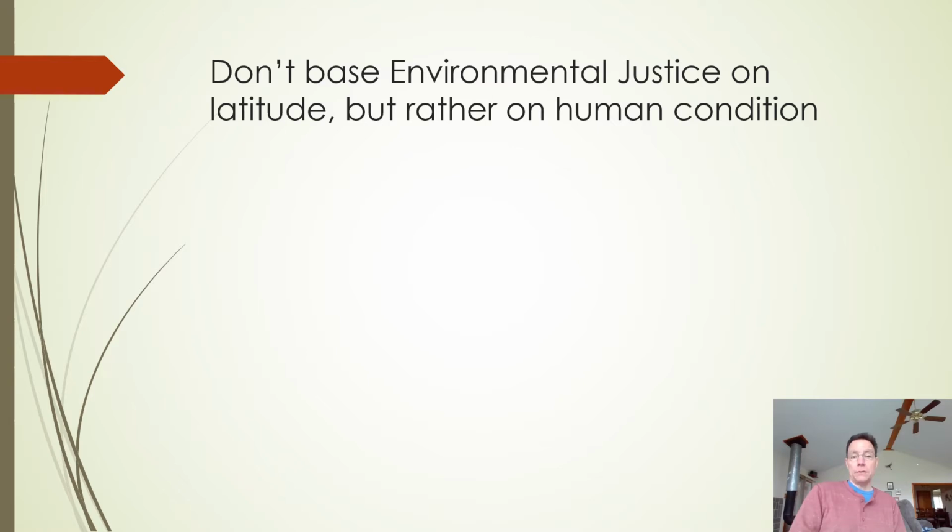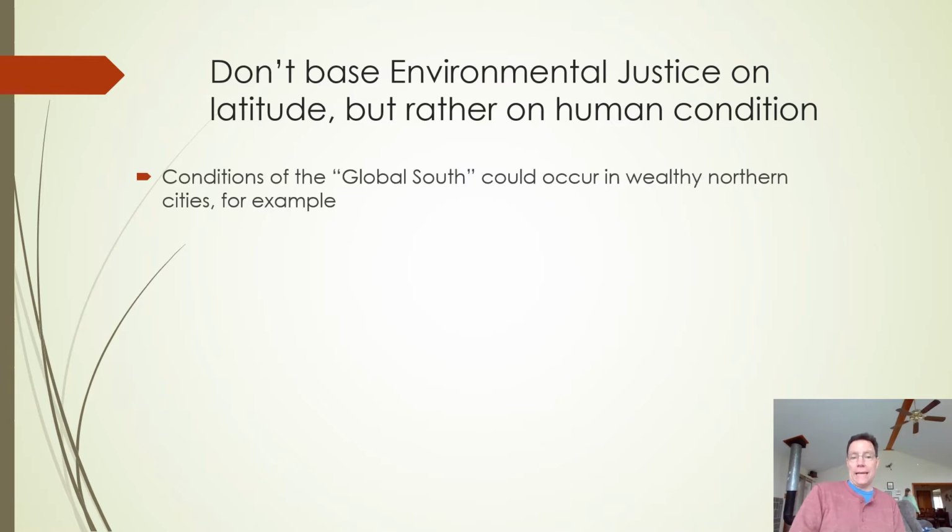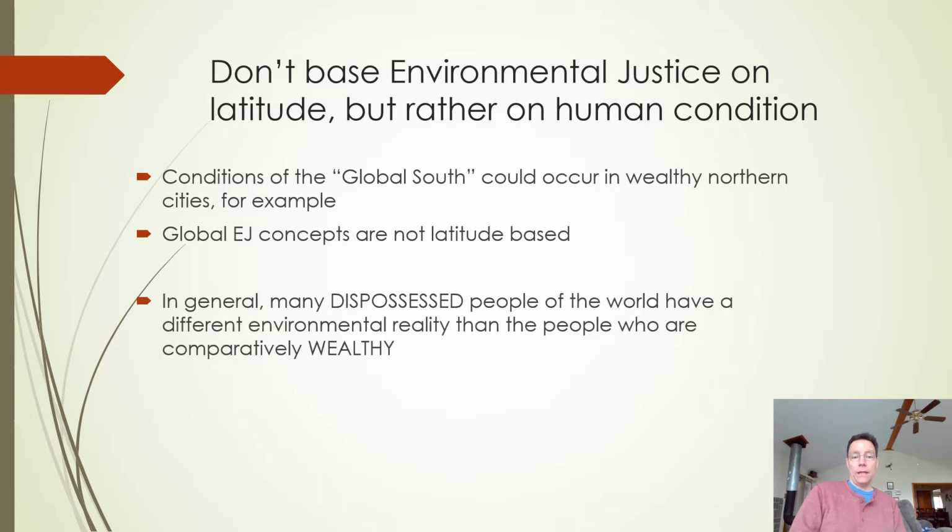So the basic thought is we shouldn't really base environmental justice on latitude, but rather on human condition. So we could have conditions of what we call the global south. Those could occur in a city like New York or Tokyo or London. It doesn't have to be in the south exactly. Global environmental justice concepts are not really latitude based.